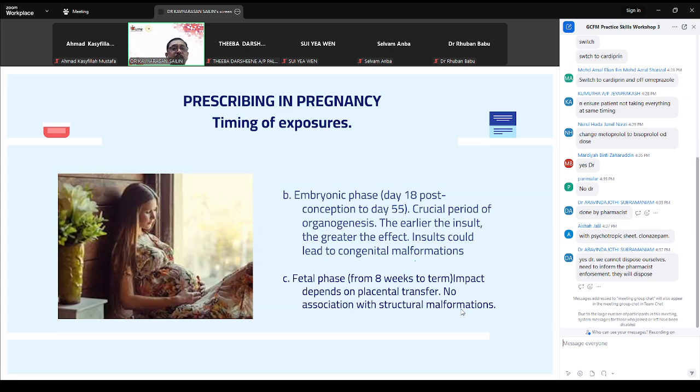So as far as possible, you have to ask yourself, does this patient need any medicine? If not, just conservative management, because this is the time the development is taking place and any insult can lead to malformation. Then the fetal phase, that means after 2 months to term, impact depends on the placental transfer. No association with structural malformation, but we cannot say. The newer medicine can cause a lot of changes. So remember, first 2 months, you have to be very careful, okay?